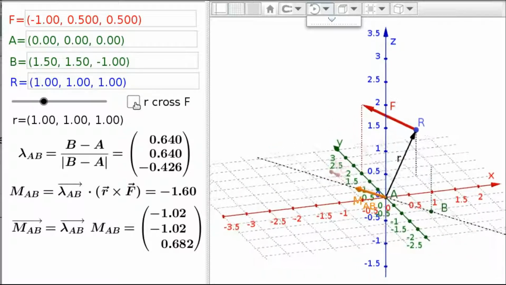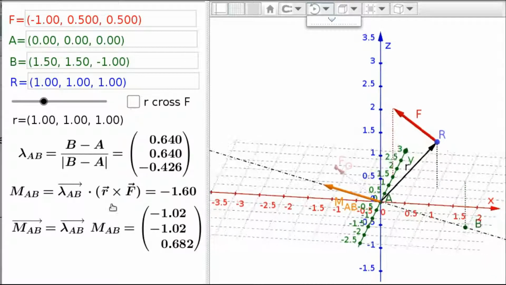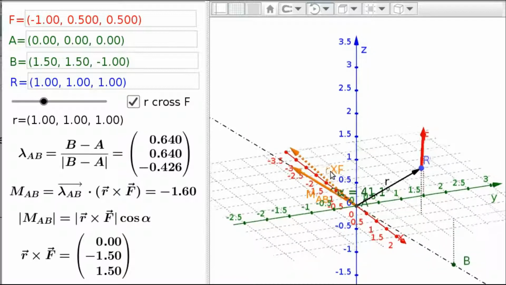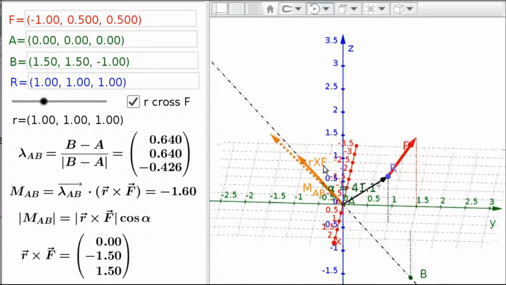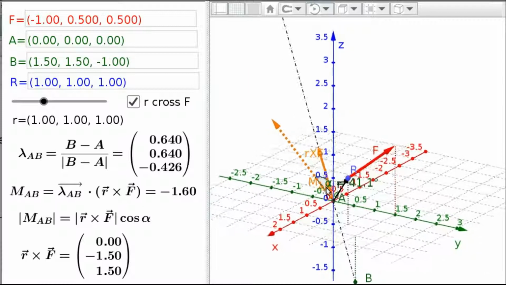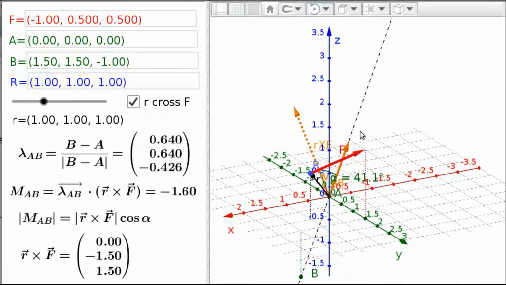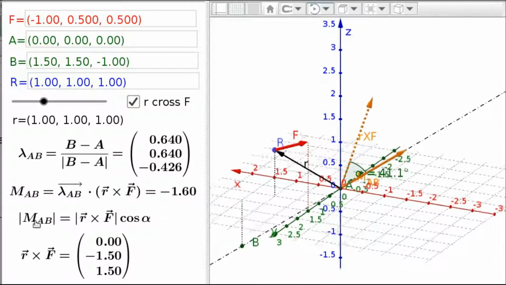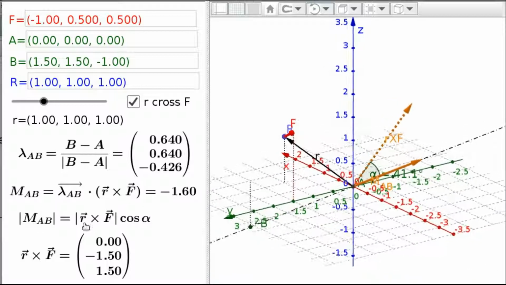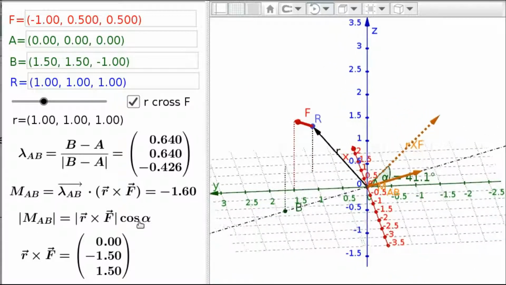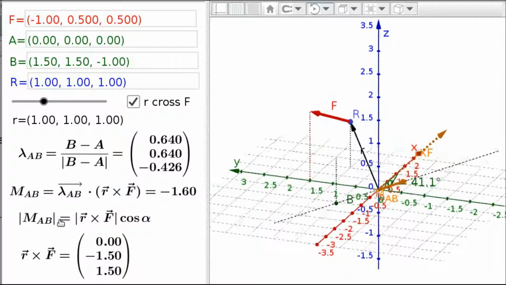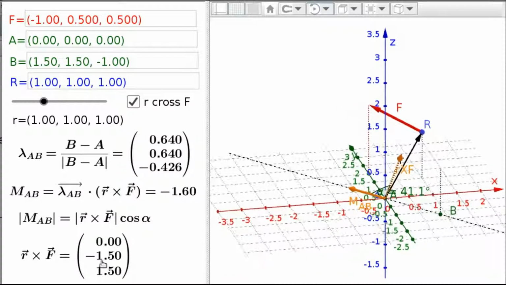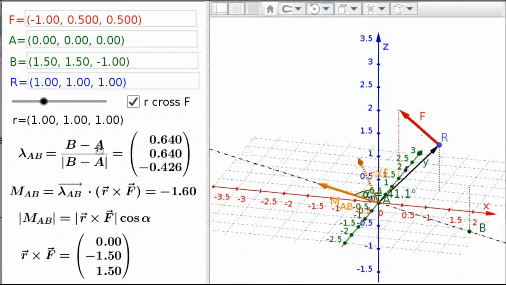Okay, what's really happening is we've got 2 steps. We're calculating our R cross F, and then we're projecting that onto the axis. So here we can see that, again, the magnitude of MAB is now R cross F, cosine of this angle alpha. And R cross F is shown here for these particular vectors.